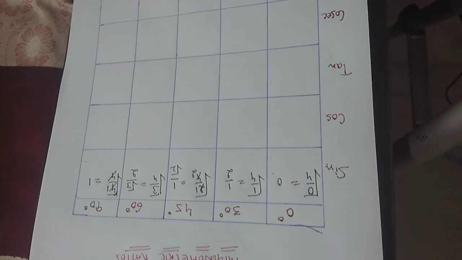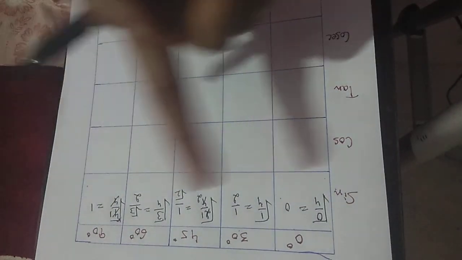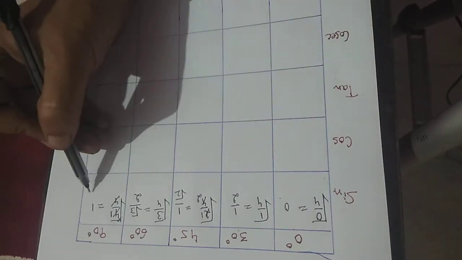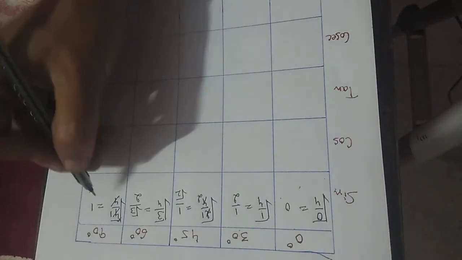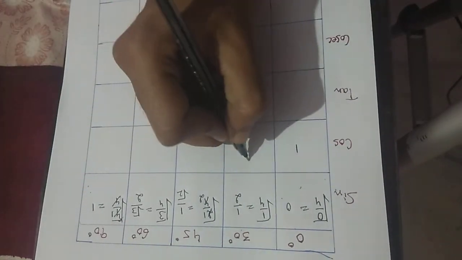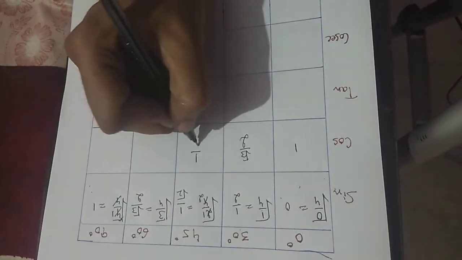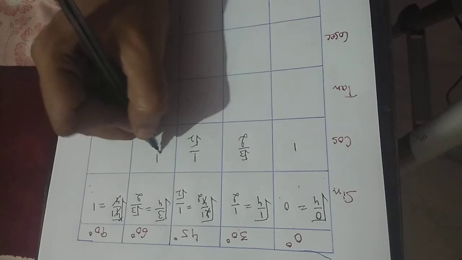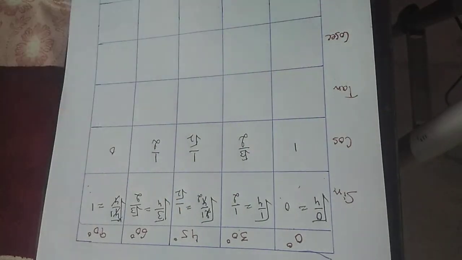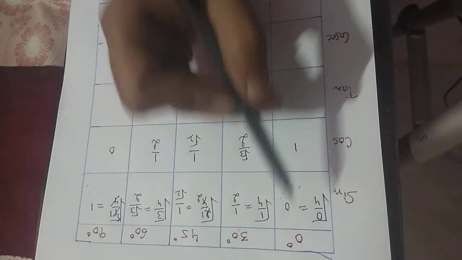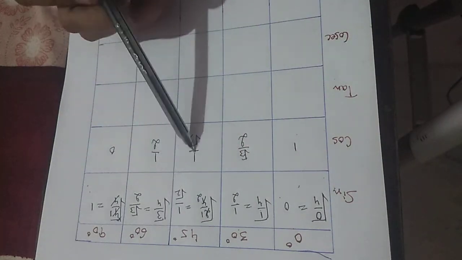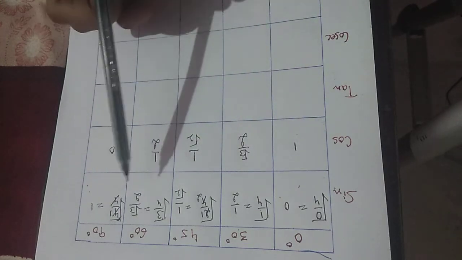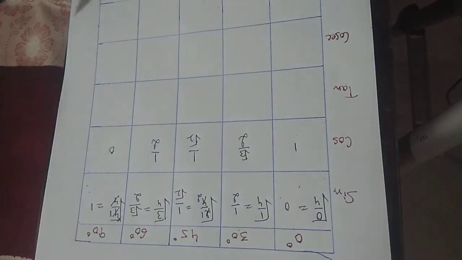For cos, we just have to reverse the table. Starting from 1 to 0, we have to write the whole values in the reverse order. Like 1 written here, then root 3 by 2, then 1 upon root 2, then 1 upon 2, then 0. That is cos 0, 1, cos 30, root 3 by 2, cos 45, 1 by root 2, cos 60, 1 by 2, cos 90, 0.